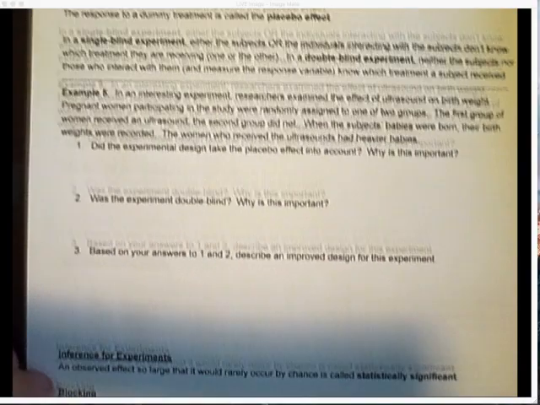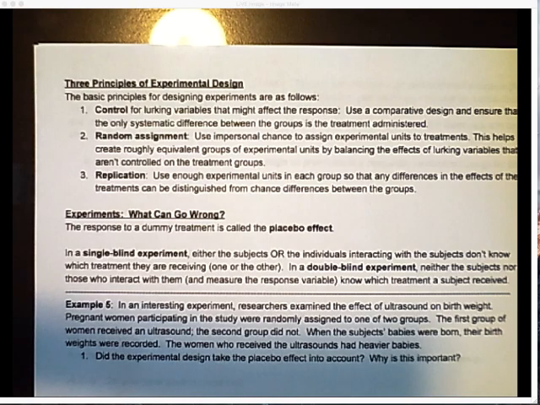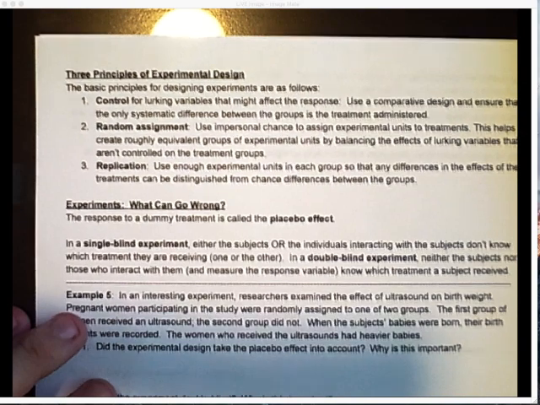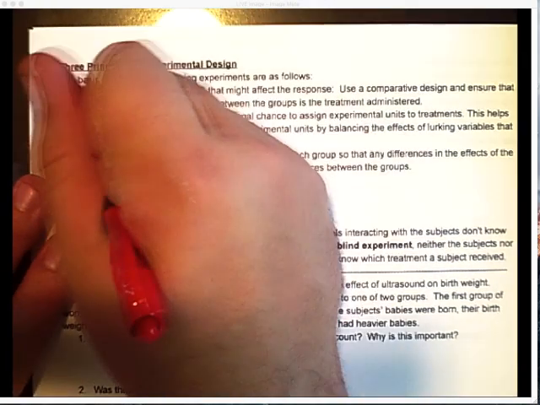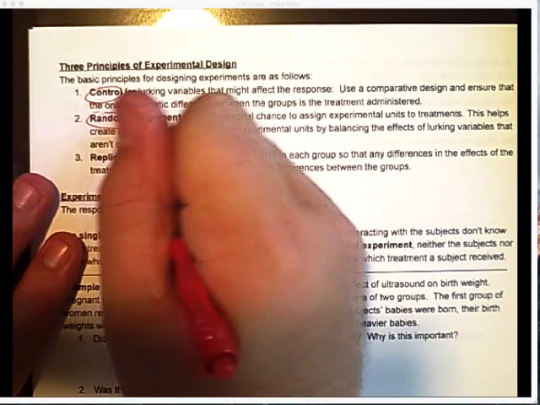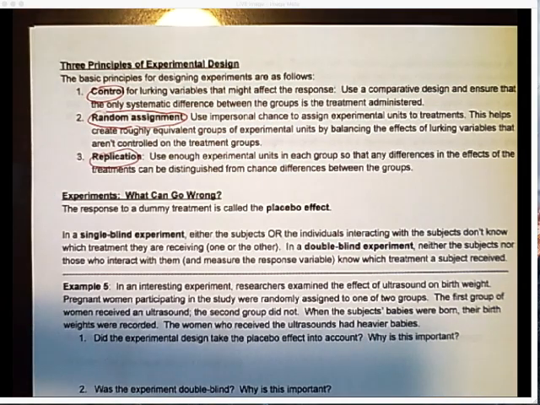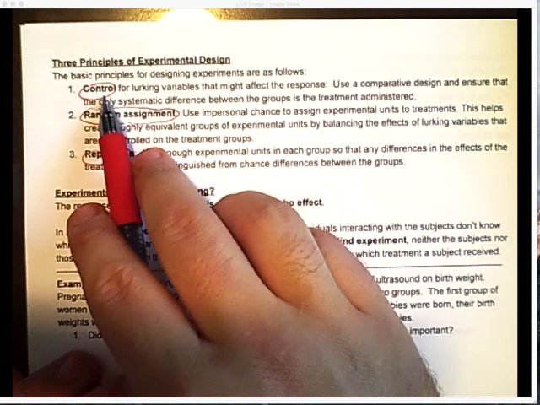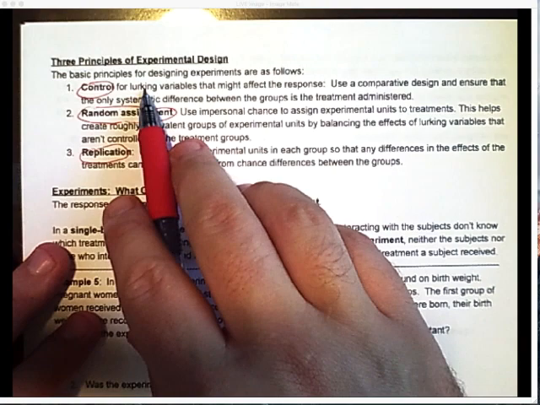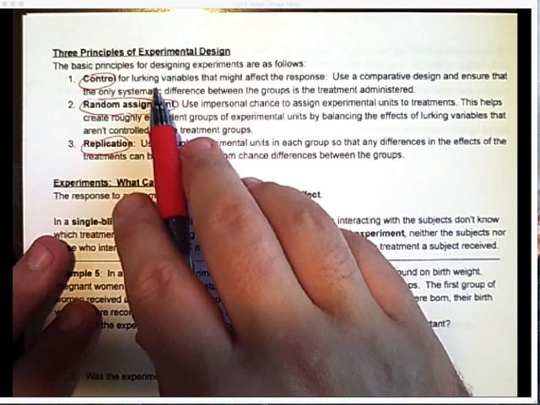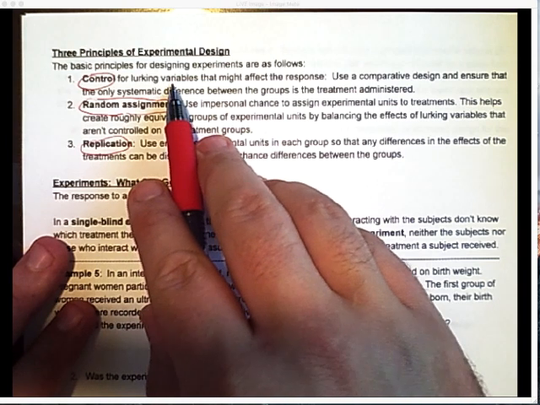So whenever you design an experiment, you want to make sure you're following the 3 basic principles. The 3 basic principles of experimental design are control, random assignment, and replication. This doesn't mean have a control group all the time. It's not always necessary, but we want to minimize the effect of lurking variables that we can think might affect our results.